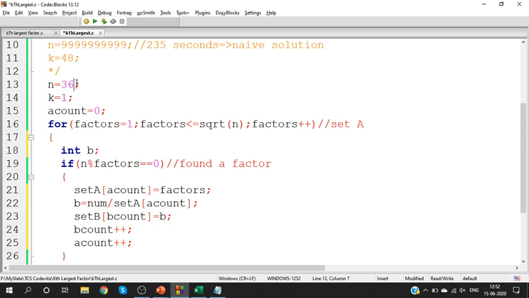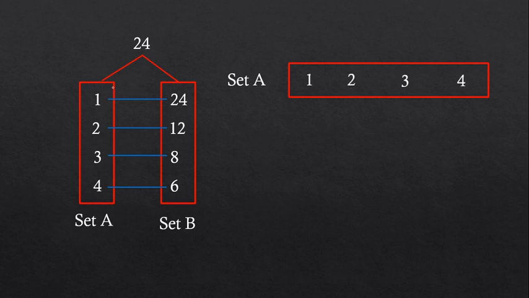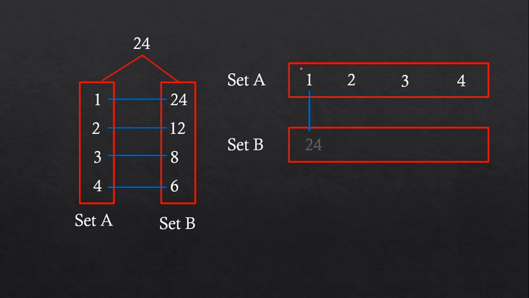Okay, let us give the input as 24. So what happens for 24? You are dividing them as 1, 2, 3, 4, 24, 12, 8 and 6. First we will calculate set A's values. What is set A value? 1, 2, 3, 4. Yes, based on set A, we will calculate set B value. Based on this 1, first factor is 1. Based on this 1, what will be calculated? 24 will be calculated. Can you understand this?